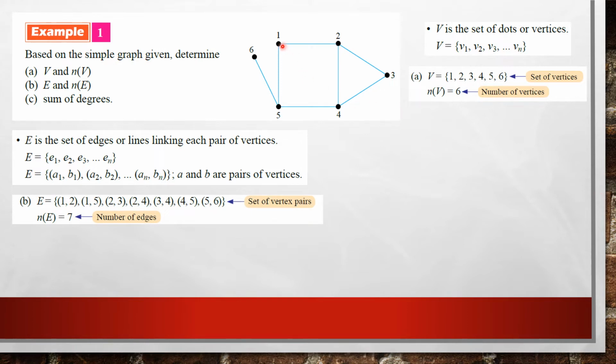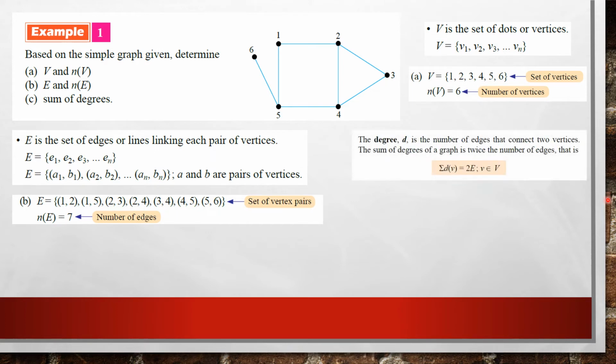So here, your edge set E will be 1, 2; 1, 5, this line. Next, 2, 3, this line. 2, 4, here. 3, 4, this line. 4, 5, this line. 5, 6, this line. The name of each line, that is the set of vertex pairs. And NE means number of edges. How many edges do you have? You have total edges of 7.